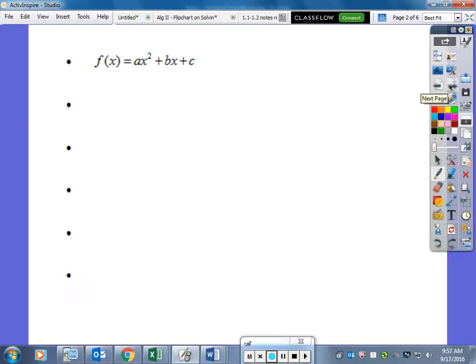You have seen this before in Algebra 1. f(x) is equal to ax squared plus bx plus c. This is what we call standard form. And just like in the other forms, we try to find several characteristics of the functions. The first and most important one that is going to get us started is, of course, the vertex.